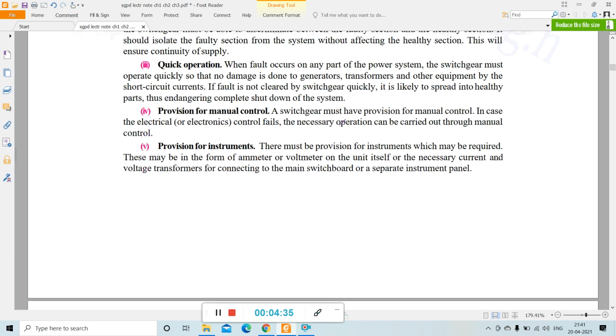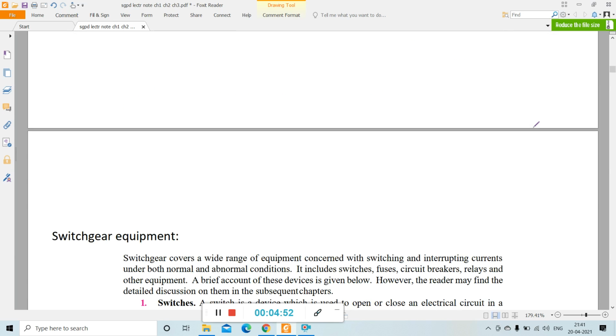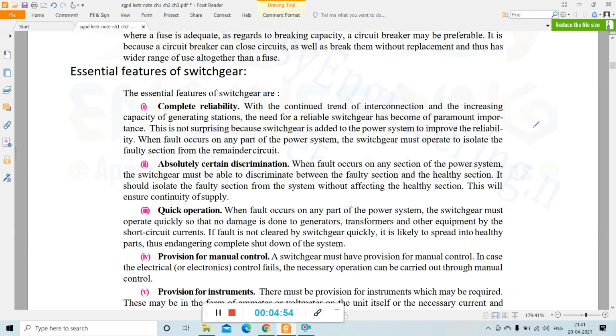Similarly, provision for manual control. A switchgear must have provision for manual control, so that in case the electrical or electronic control fails, the necessary operation can be carried out through manual control. Then provision for instruments. So these are all the essential features of switchgear.